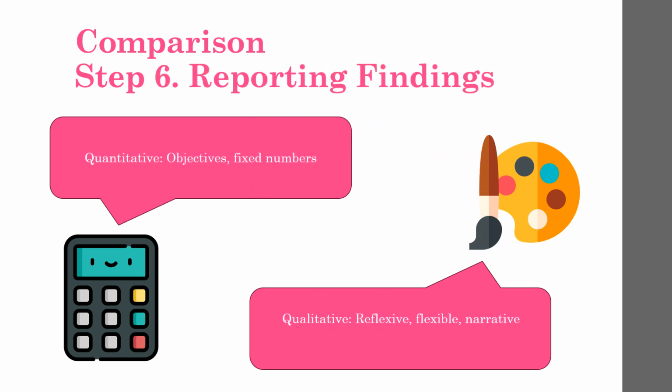In step six, in reporting the findings, in quantitative you have objectivity and you have fixed numbers. In a qualitative, you are reflexive in your approach. You are flexible in your approach, and also you are narrative in the context of qualitative research.